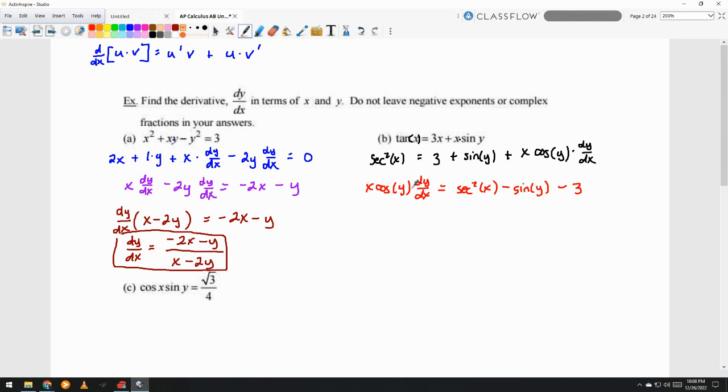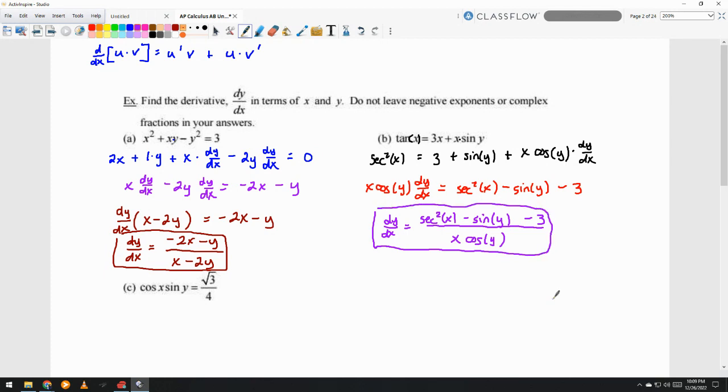All right, then divide. Everything's being multiplied here, so you don't have to worry about any factoring or anything like that. Just divide by what you don't want to stay there, which is everything except for the dy over dx. And that should do it. So we have secant squared x minus sine y minus 3 all over x cosine y. All right, you could probably try to do some simplifying there, but it's not really worth it in this case because you still end up with 3 terms, and it would actually look a little messier if we try to do anything else. So once you get your dy over dx by itself, then you're generally going to be good to go. All right, letter C.